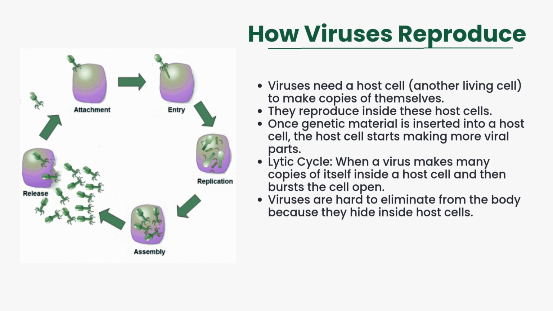In the lytic cycle, the virus rapidly makes many copies of itself inside the host cell until the cell literally bursts open, releasing all the new viral particles to go infect other cells. This bursting is what causes cell damage and leads to symptoms of illness. This also highlights why viruses are so difficult to eliminate from the body. They hide and replicate inside our own cells, making them hard targets for our immune system or medicines.